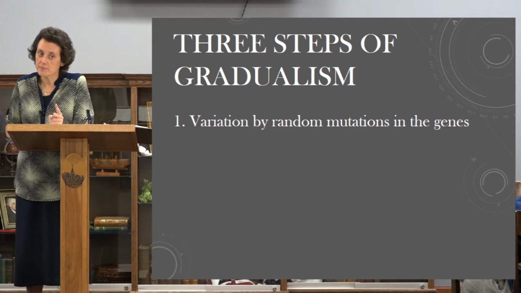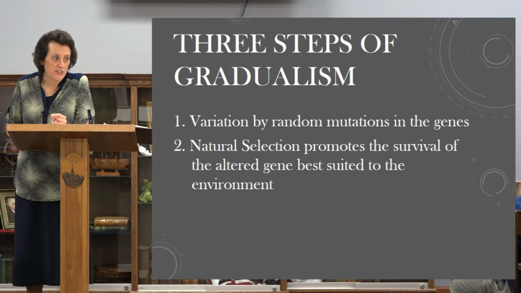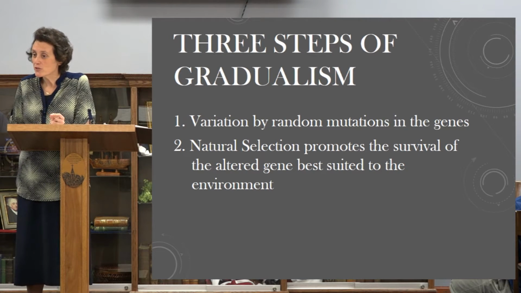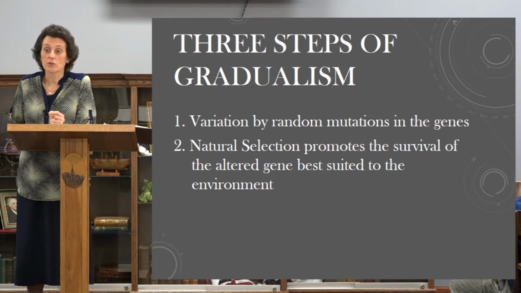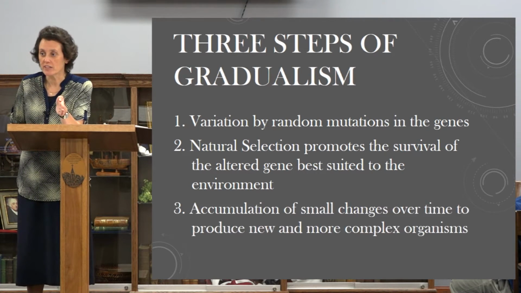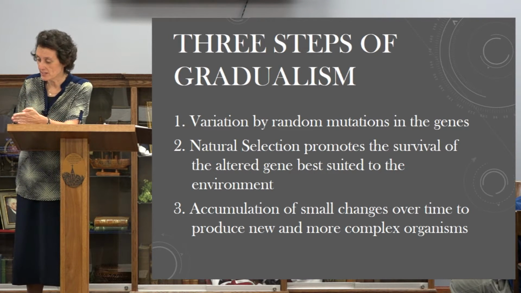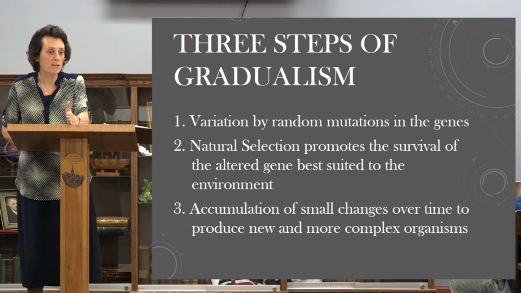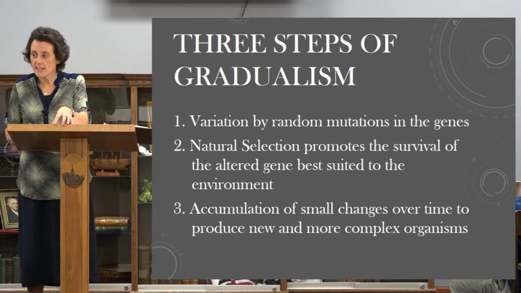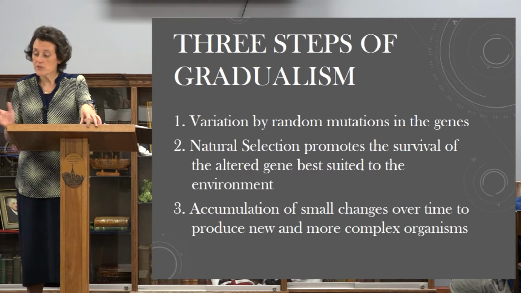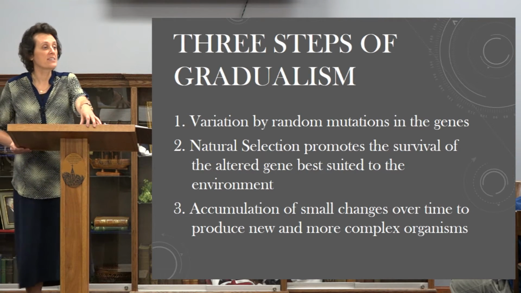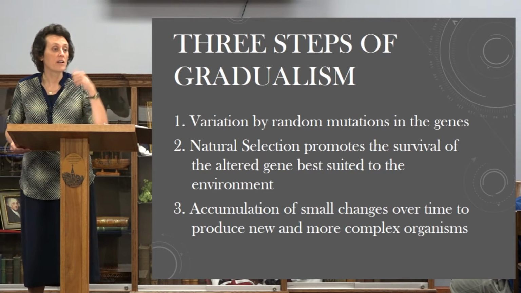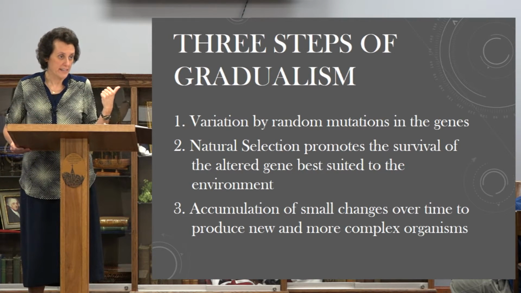So here are the 3 steps of gradualism. Variation by random mutations in the genes. Then natural selection promotes the survival of the best genes. So we have a mutation that alters the gene, and then natural selection chooses it, and then we have to have an accumulation of these little small steps. What did Darwin call them? Numerous, successive, slight modifications. Here's the mechanism. So my question is, is gradualism the source of all the variety?